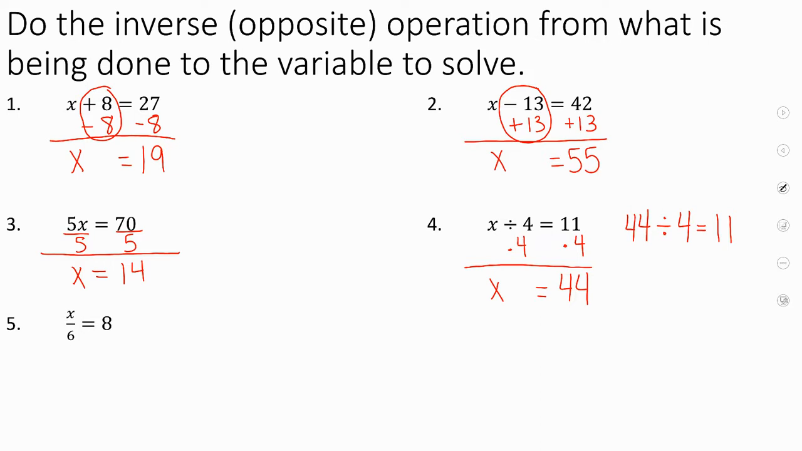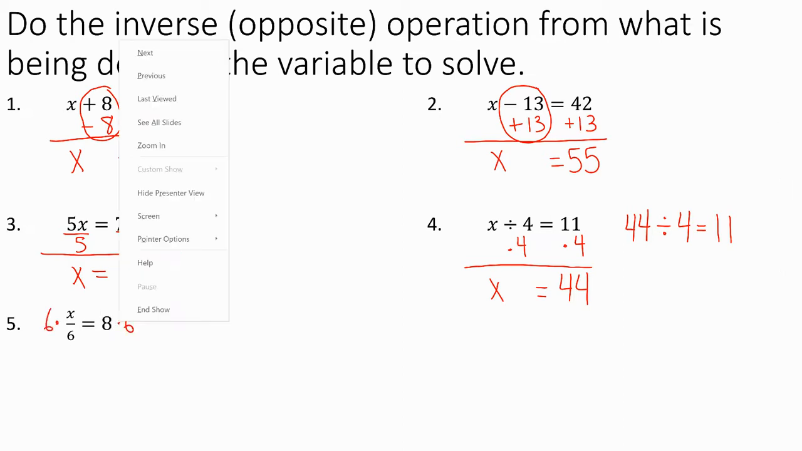All right, our last one, again, it looks a little bit different because we have a fraction setup. We have x over 6, x our numerator, 6 our denominator, but really remember a fraction is just division. So in order to undo division, we're going to use the inverse operation of division again, which is multiplication. So on this one here, we have x divided by 6. So we're going to go ahead and multiply by 6, multiply by 6, on each side.